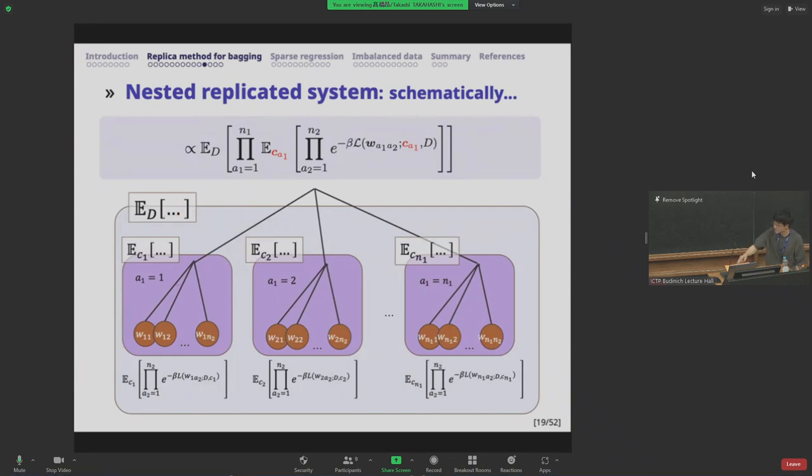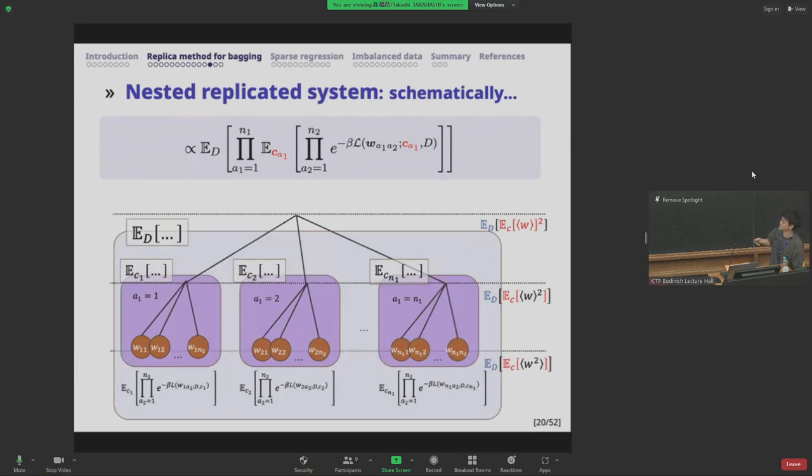As you can see, this figure is very similar to the tree diagram of the one-step replica symmetry breaking analysis. So we can associate order parameters with each hierarchy of this nested replicated system. At the first step, two Boltzmann factors are picked from different purple boxes, which gives this kind of order parameter. This is the square of the averaged estimator, finally averaged with respect to the data. In the second layer, we pick two Boltzmann factors from the same purple box, and this yields this kind of order parameter. And the final step is just picking the same Boltzmann factor twice.